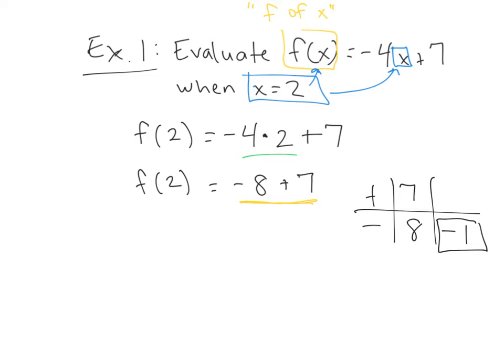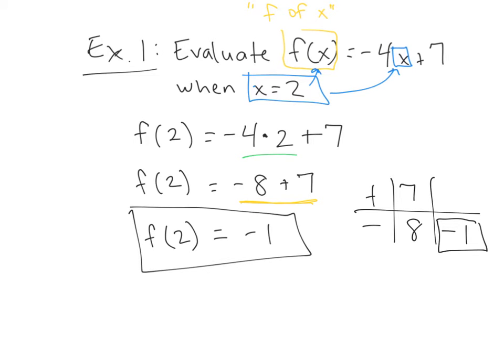So looking at my plus minus chart there, I have 7 positives and 8 negatives, so I have one more negative than positive. So my answer is going to be that the function when evaluated at 2, so f of 2, is equal to negative 1.